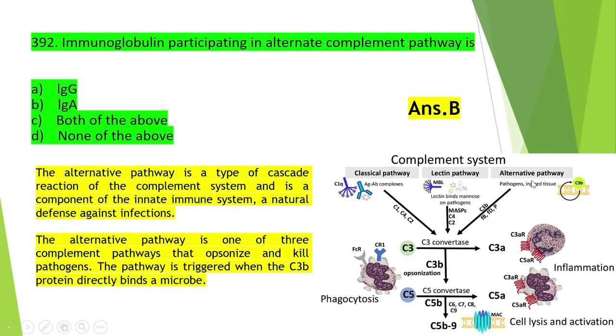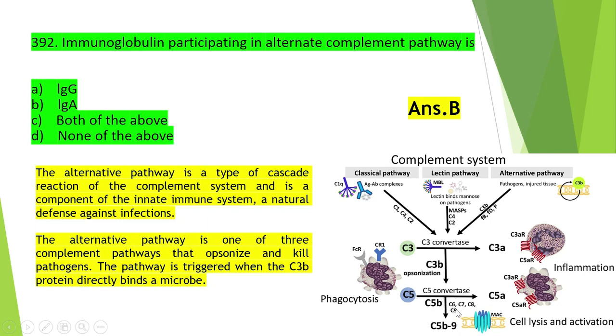Here in the alternative pathway, the pathogens or injured tissue are directly bound by the C3b protein, and then the cascade protein, that is C3 convertase, is activated and C3 protein is converted to C3a and C3b. Then the C3b protein activates the C5 convertase, which activates the C5 protein, and it is divided into C5a and C5b.